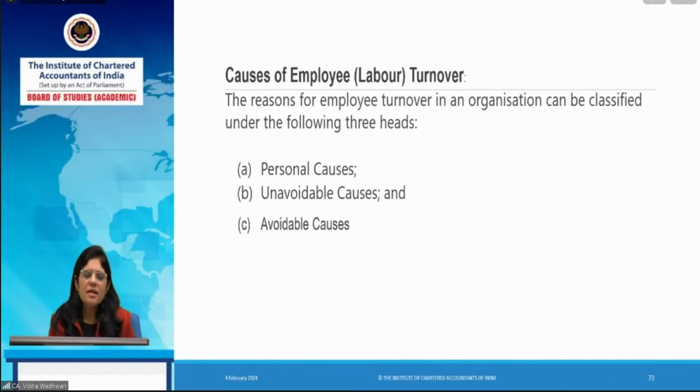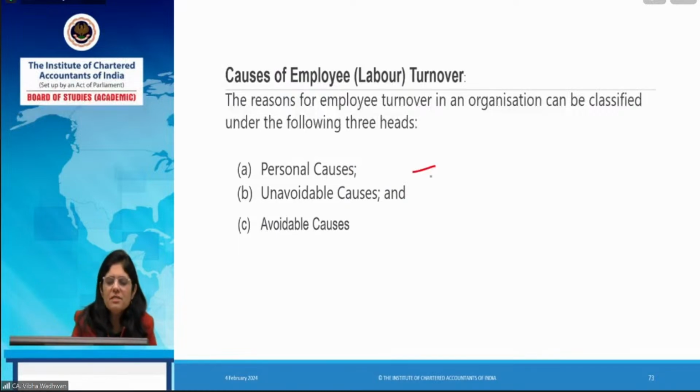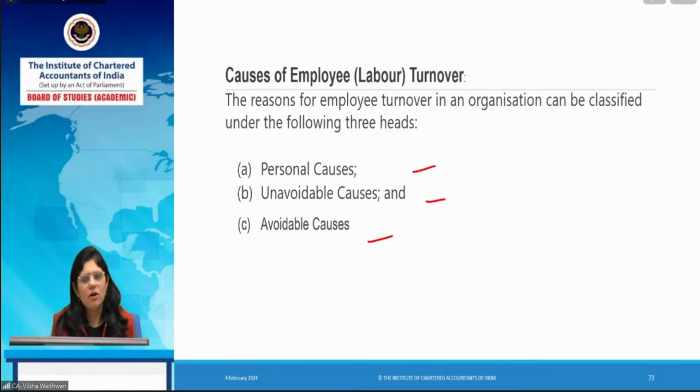So I just discussed the causes of employee turnover: personal, unavoidable, and avoidable. See, personal causes, this management can't do much about the personal causes, basically. आपकी family problems हैं, medical issue है, आपकी age हो गई है, या आपके you have got a very, very good offer, high promotion, high pay. So personal causes से अगर आप छोड़ रहे हो, organization cannot do much.